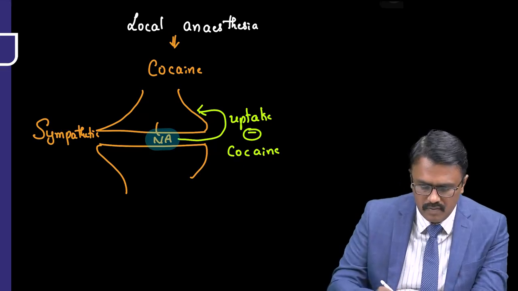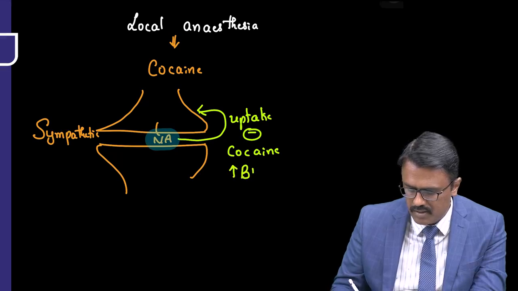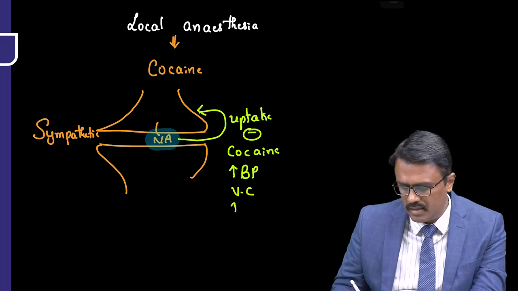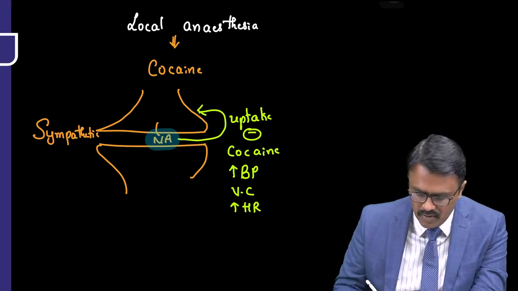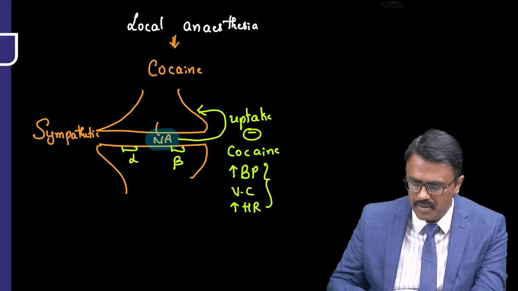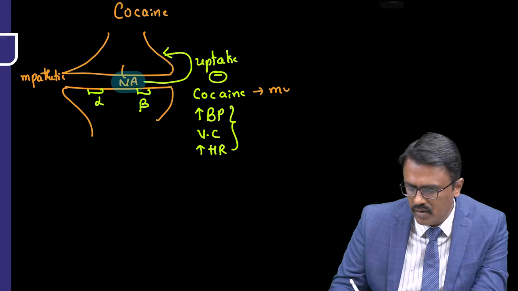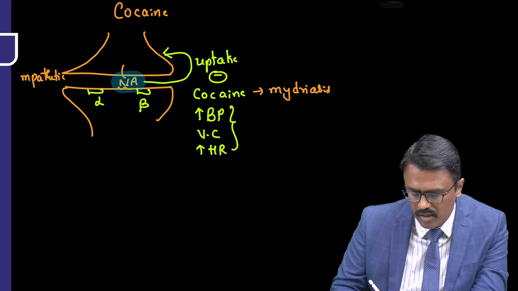Now what happens when cocaine is given to the patient? The BP increases, it causes vasoconstriction, and it can increase the heart rate. These are the problems the patient will face, because noradrenaline acts on alpha and beta receptors. Now what happens to the eye pupil? Cocaine can cause mydriasis. Why? Because of the noradrenaline activity.